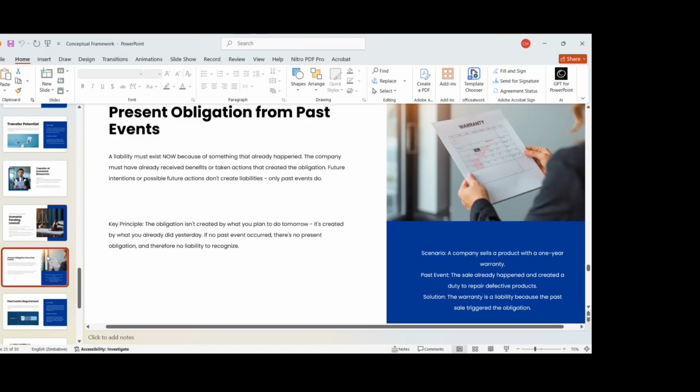But lastly, on a present obligation from a past event: a liability must exist now because of something that already happened. The company must already have received the benefits or taken actions.